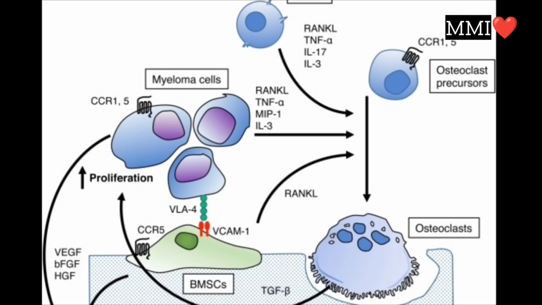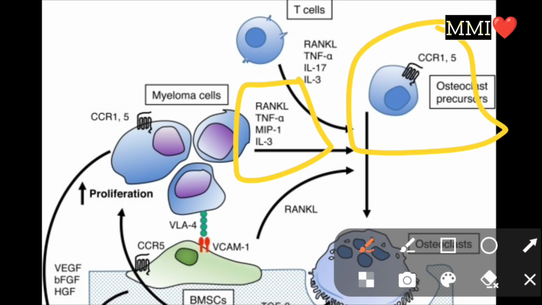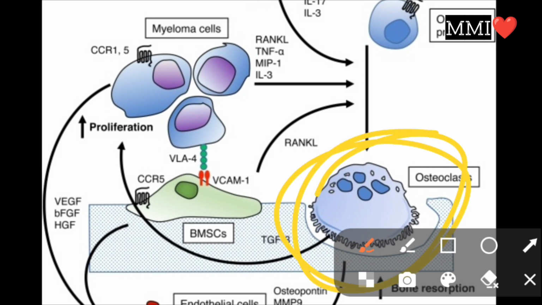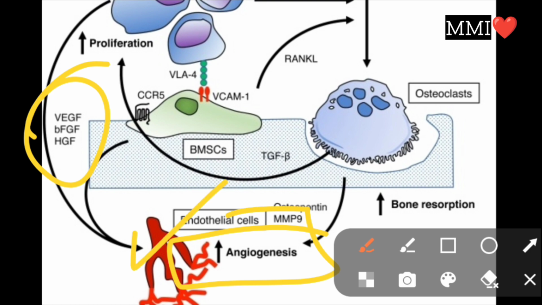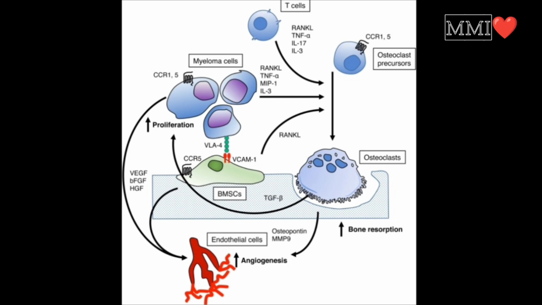Okay, you can also see these myeloma cells produce RANK ligand, tumor necrosis factor alpha, MIP1 and interleukin 3, which convert osteoclast precursor cells into osteoclasts. Active osteoclasts cause bony resorption. That is the reason you will see osteolytic bony lesions. Along with that, these myeloma cells also produce VEGF and HGF, etc., which cause angiogenesis, endothelial cell proliferation. This is a very beautiful diagram which explains everything, so take a screenshot of it.